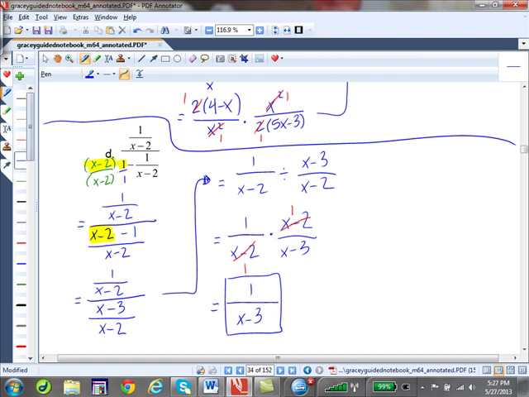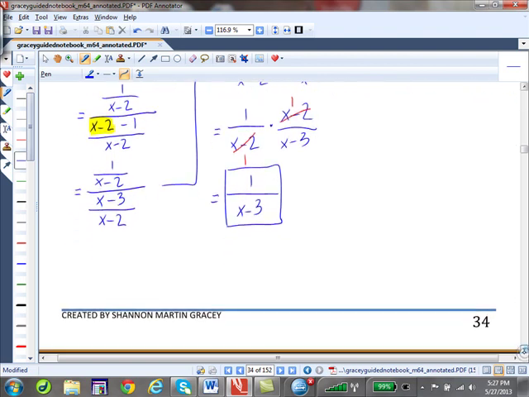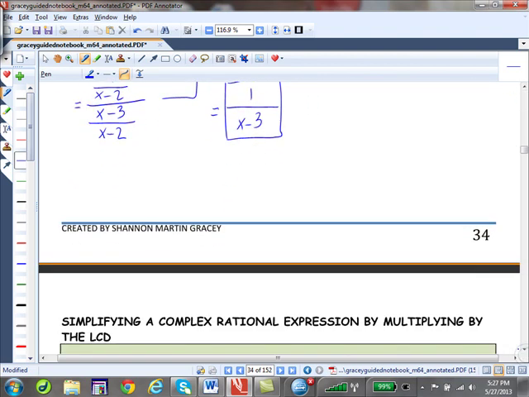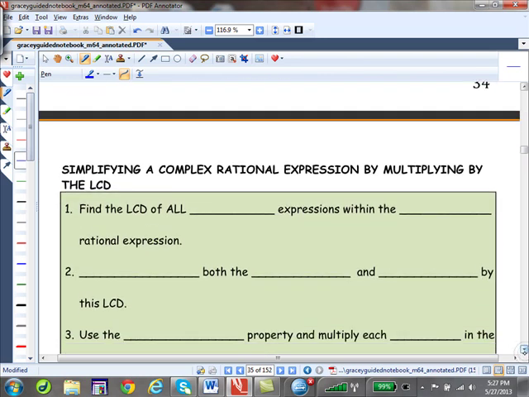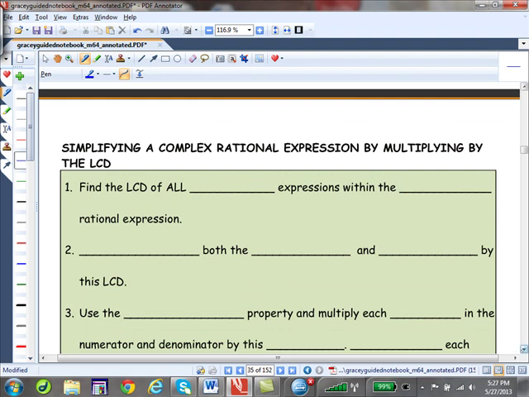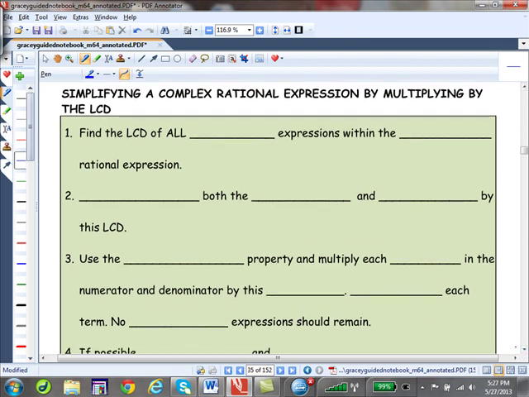Alrighty. So hopefully you've got that method pretty much down. This next method, I actually prefer. Many of my students don't seem to prefer it, but I'll show you both ways, and then you can decide what works best for you. But this is the method where you simplify the numerator and the denominator by the LCD of all denominators in the problem. So here we go.